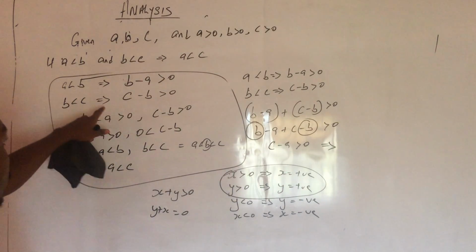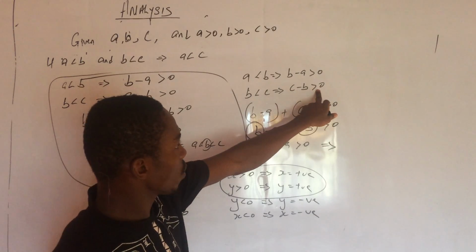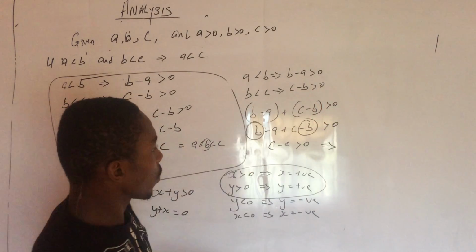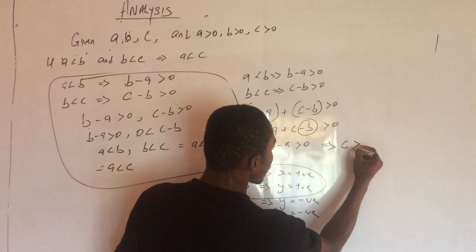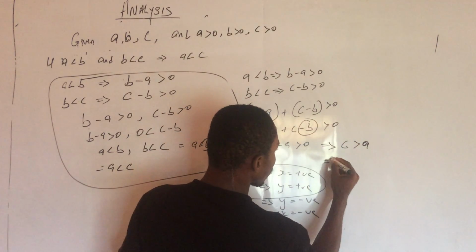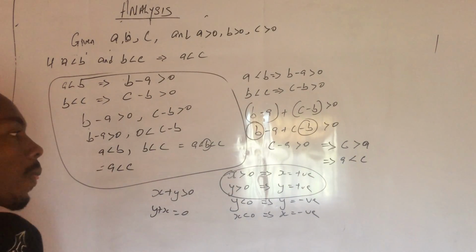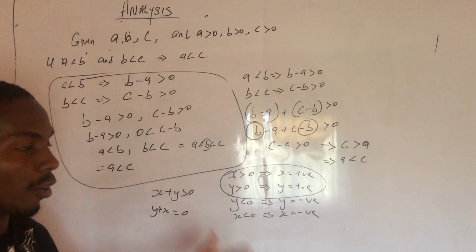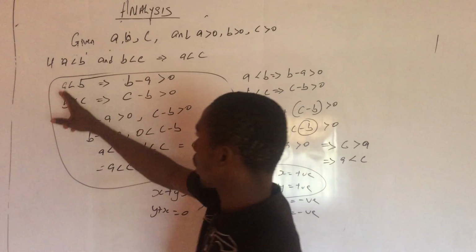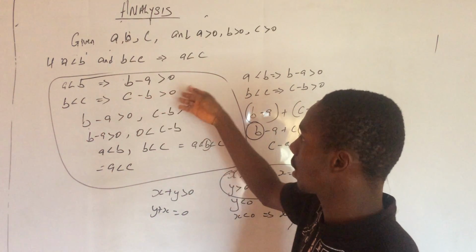Now, what does this imply? I want you to look here. C minus A is greater than 0. What does this mean? This means that C is greater than A, which also implies that A is less than C. So if you prove it this way, you're correct. You prove it this way, you are correct. Now, what did this way say? A less than B implies that this happens, and B less than C implies that this happens.